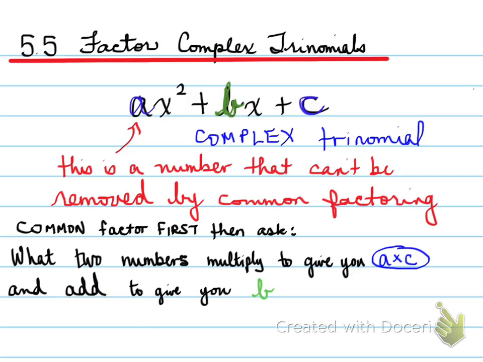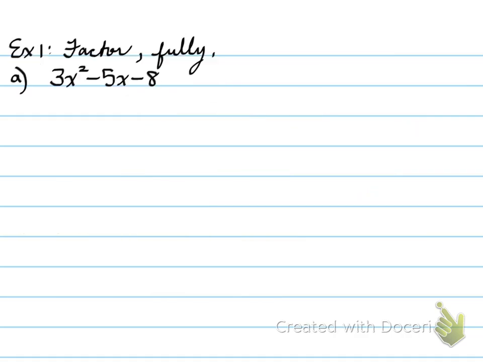So here we go. Let's look at examples. And we've got lots of them here, folks. So let's start with the first one. What you're asked is to factor fully. Looking here, I cannot take out the 3 as a common factor. So I have to ask myself, okay, what is my product? Now, a couple of other things to note.